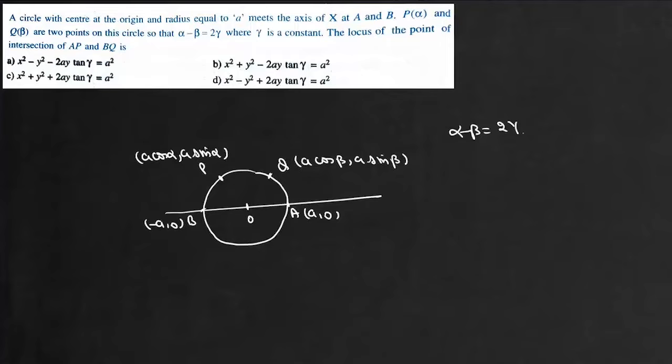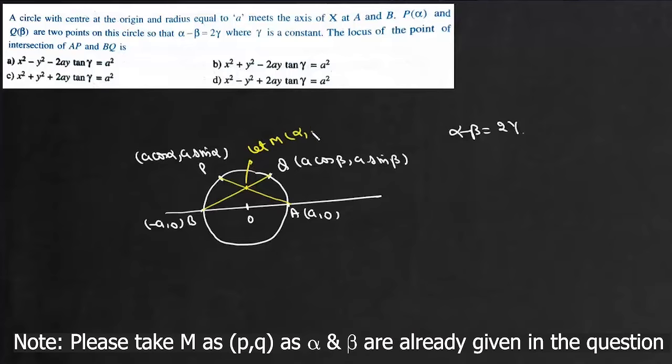the locus of the point of intersection of AP and BQ. So we have to find the locus of the point of intersection of BQ and AP. Suppose this point is M, given by (alpha, beta). Now these points A, M and P are collinear. That means the slope of AM must be equal to the slope of AP.